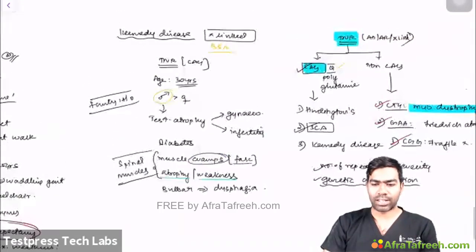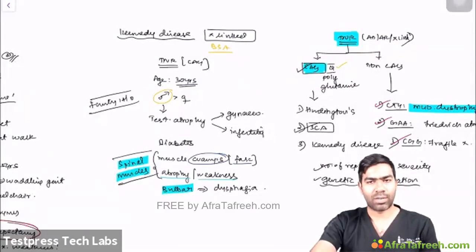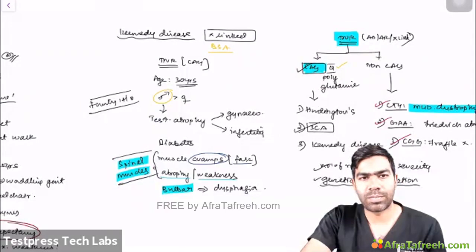That's why it's called X-linked bulbospinal atrophy, where they have bulbar weakness with spinal muscle problems. That's why it's called a bulbospinal atrophy. Along with that, you will have other features like what I said. I think you must be able to get that.